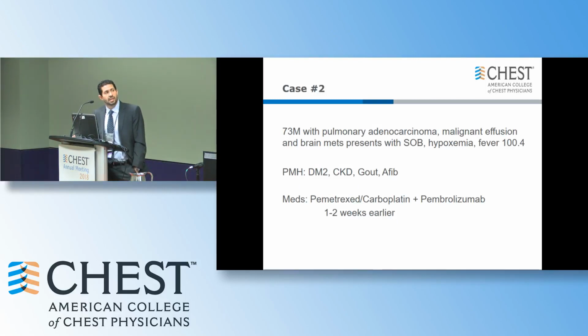Quickly, we'll move on to a second case. It's a 73-year-old male with pulmonary adenocarcinoma, a malignant left effusion, and brain mets. He presents with shortness of breath, hypoxemia, and fever to 100.4. Past medical history is listed, and his immunosuppressant medications include pemetrexed with carboplatin, as well as immunotherapy with pembrolizumab.